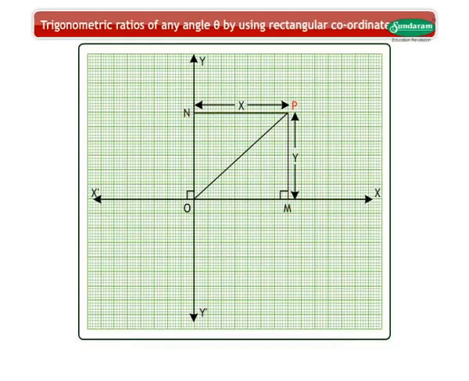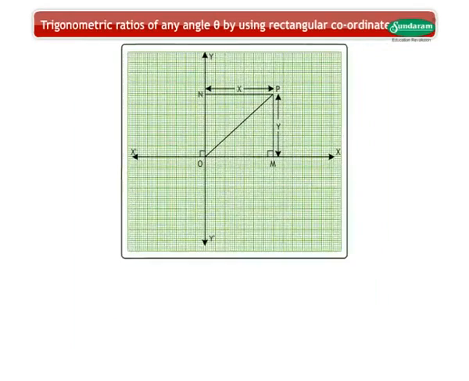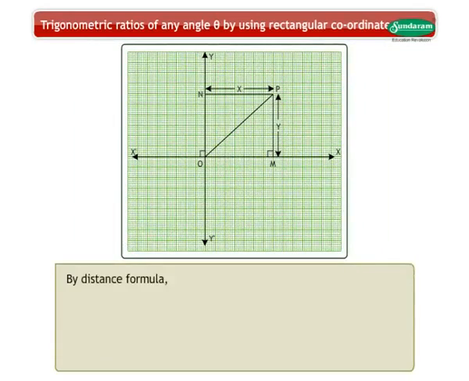Point P is (x, y) and the origin O is (0, 0). By distance formula, OP is equal to square root of x squared plus y squared. Also, PM is equal to y and PN is equal to x.